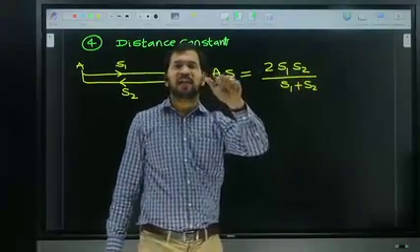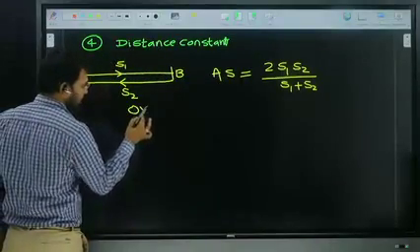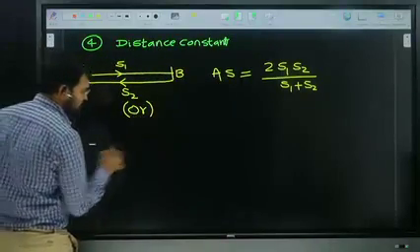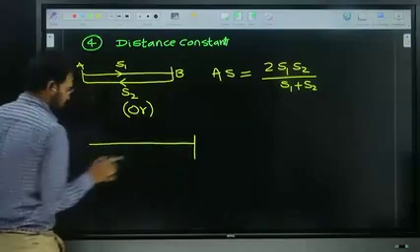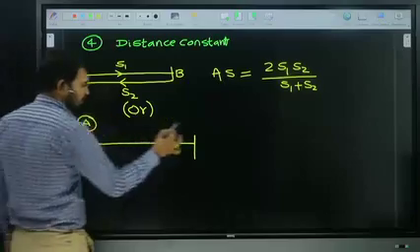The same question they may ask in one more way, either this way or they may ask this way also. Say for example, this is A, this is B.